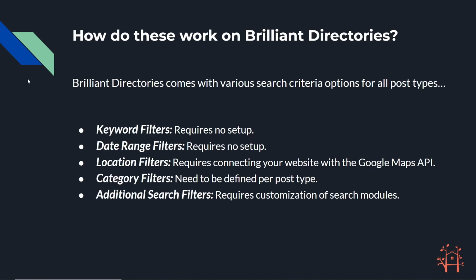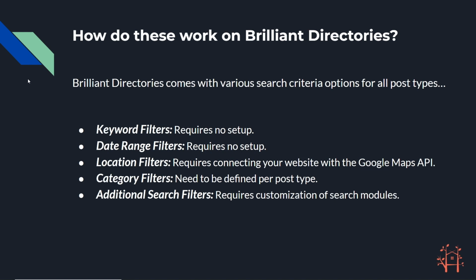So let's talk a little bit about how these work on Brilliant Directories. Well, Brilliant Directories has very kindly provided all of us with some very amazing types of posts, like the ones I mentioned earlier. And they all come with different search criteria options, like, again, keywords, date range, location, category, and additional search filters.